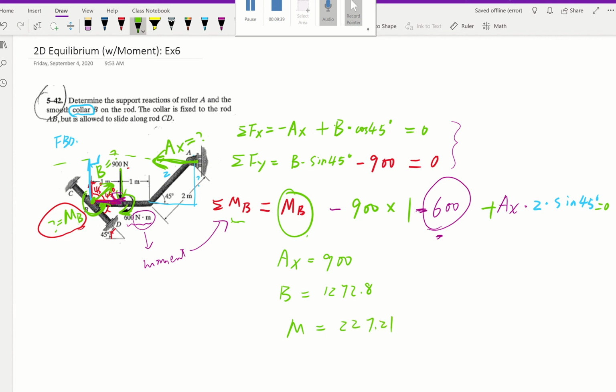Now think about the unit. A moment has to be in Newton meter, and for the force, everything is going to be in Newton. So that's what we have. You figure out the support reaction at roller A, which is 900 Newton, and at the smooth collar B, you know there's a force B in this direction, you also know the moment in this counterclockwise rotation. That's all for this problem.